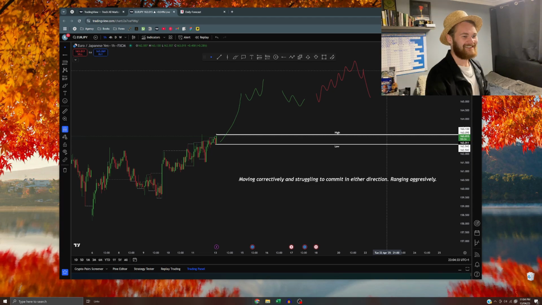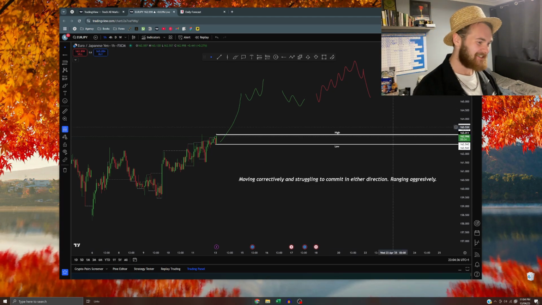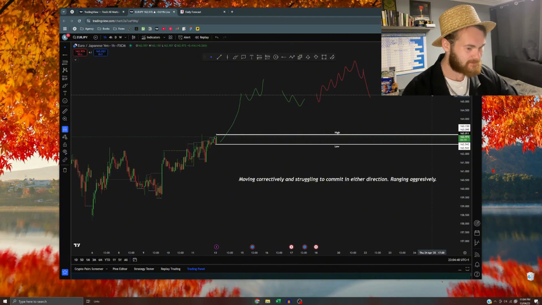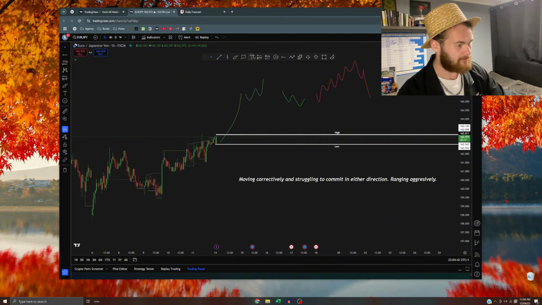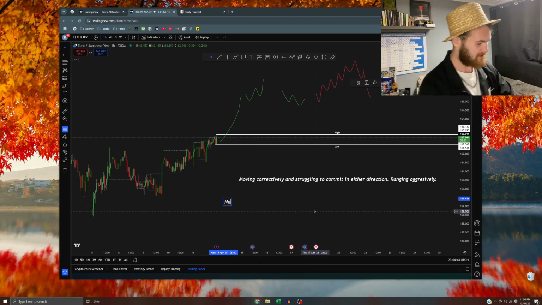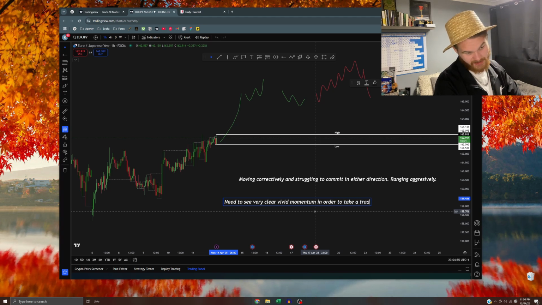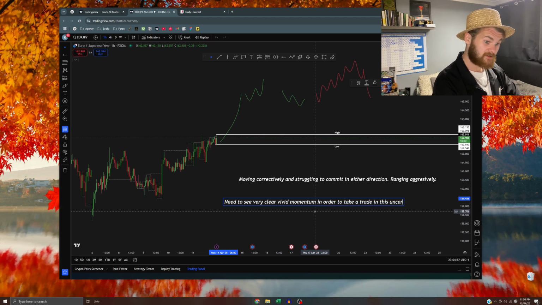You can have it. So on EJ, this is what I'm looking for in order to take a trade, like so. Very simple. I'm just going to put, need to see very clear and vivid momentum in order to take a trade in this uncertain price action.